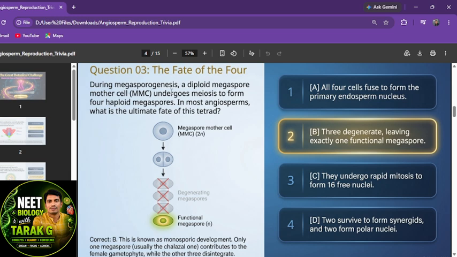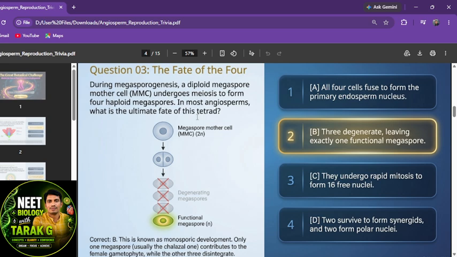During megasporogenesis, regarding the female: a diploid megaspore mother cell, MMC, undergoes meiosis to form 4 haploid megaspores. In most angiosperms, what is the ultimate fate of the tetrad? The tetrad, the 4 haploid megaspores formed by meiosis. What will happen to these 4 in the future?